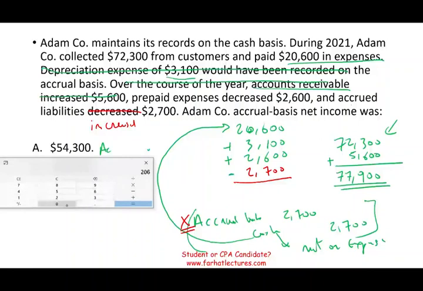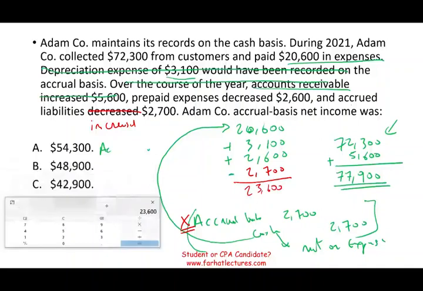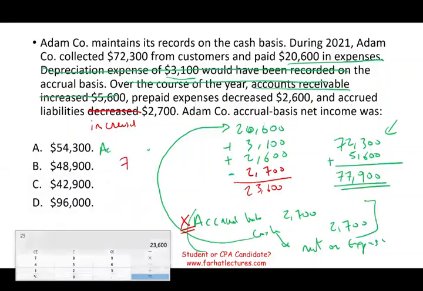So we're starting with 20,600 plus 3,100 plus 2,600 minus 2,700 equals 23,600. This is my accrual expenses. Now all I have to do is take my revenue, 77,900, minus my accrual expenses, 23,600, and that's going to give me an answer of 54,300.